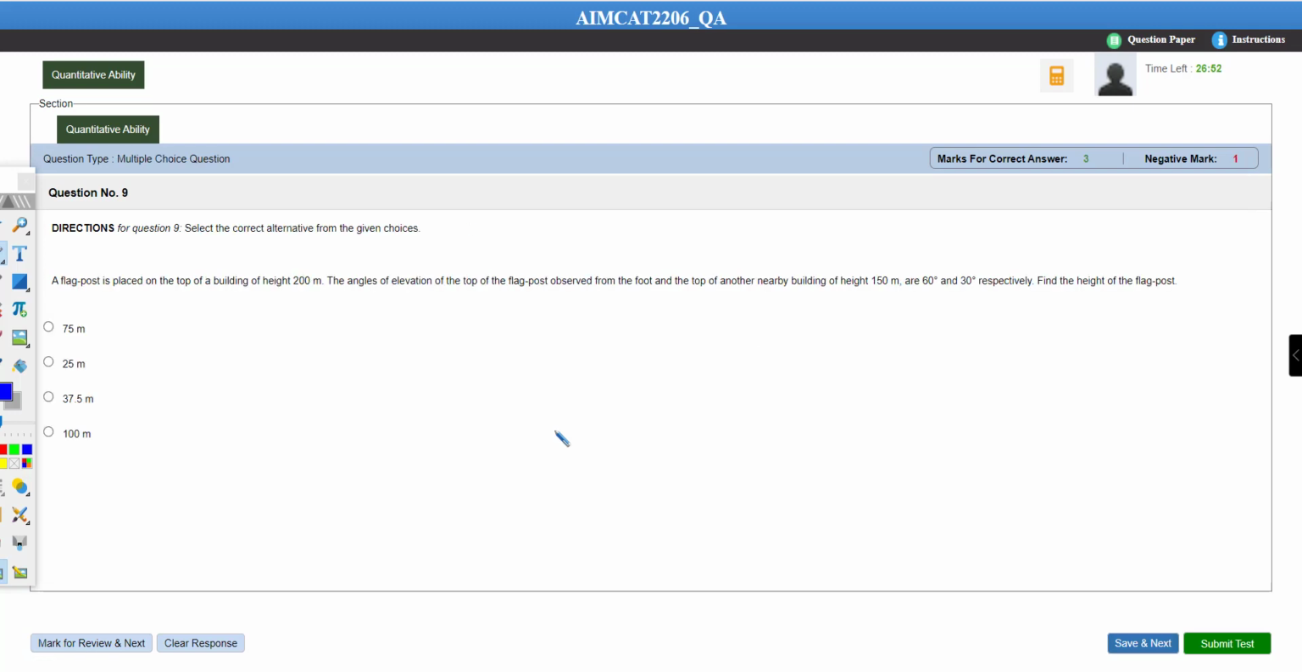So let's move ahead. Question number 9: a flag post is placed on the top of a building of height 200 meter. The angle of elevation from another building of height 150 is 60 degree and 30 degree. Yes, this is again an easy question.